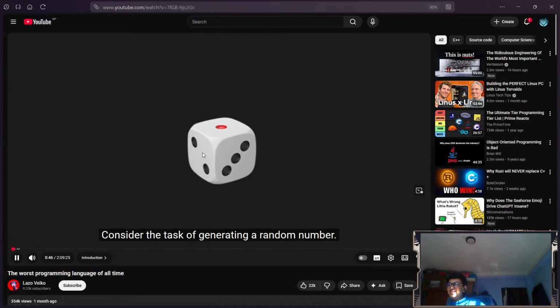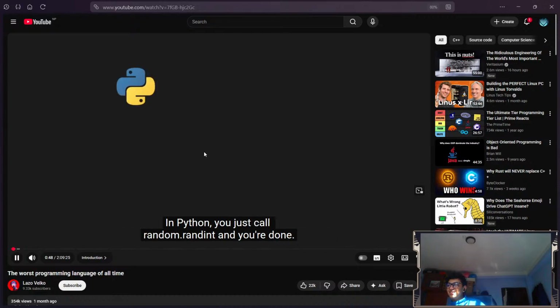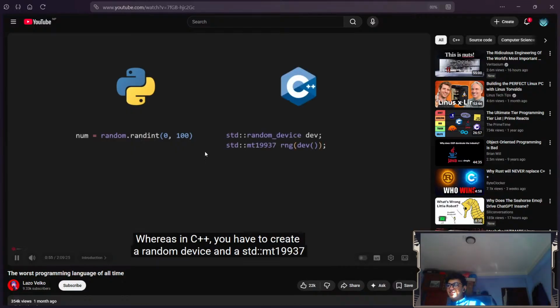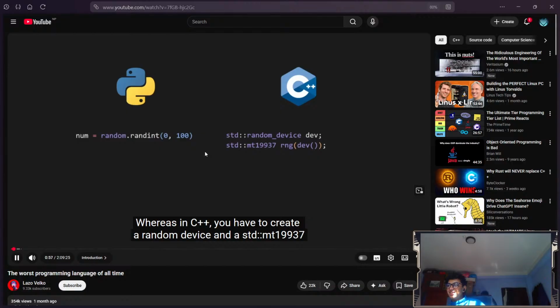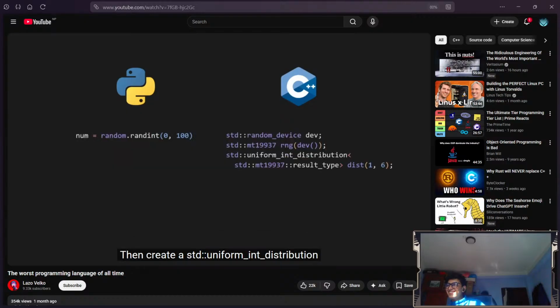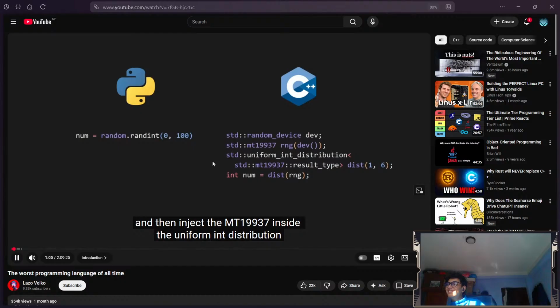Here's another example of C++'s ugliness. Consider the task of generating a random number. In Python, you just call random.randint, and you're done. Whereas in C++, you have to create a random device and a standard MT19937, and then you have to go on a side quest to figure out what an MT19937 is, then create a standard uniform int distribution, and then inject the MT19937 inside the uniform int distribution, and then finally we get a random number.